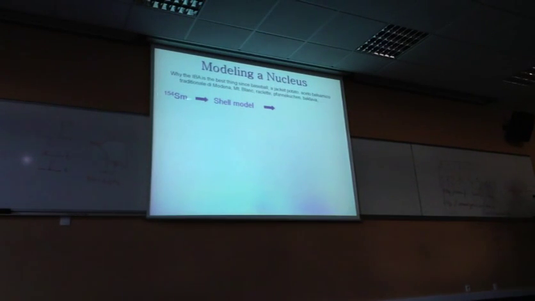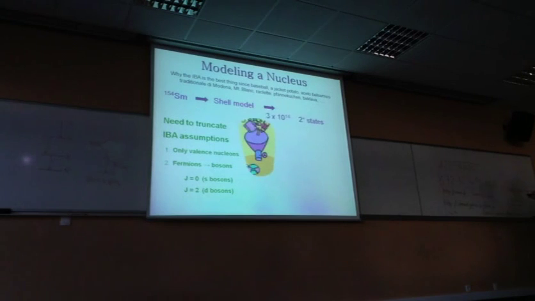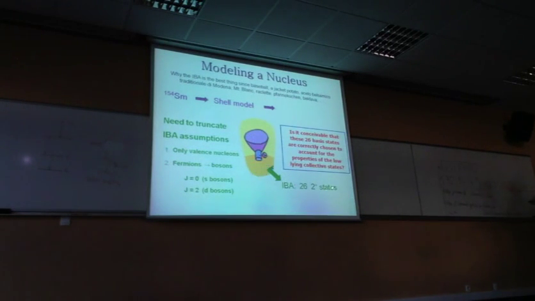Anyway, I just want to look at samarium 154 once more. In the shell model, it has 3 times 10 to the 14th 2-plus states. In the IBA, you use these approximations, which I've just said, and put those states in, and out of this pops 26 2-plus states.